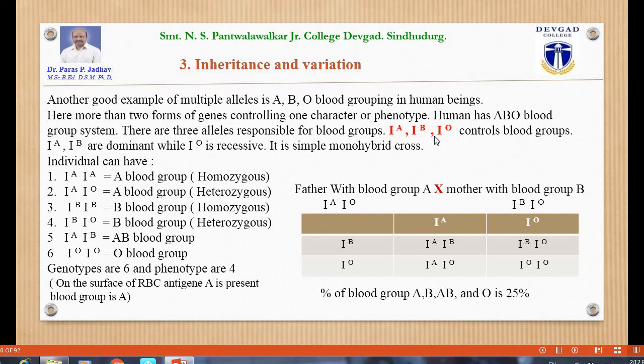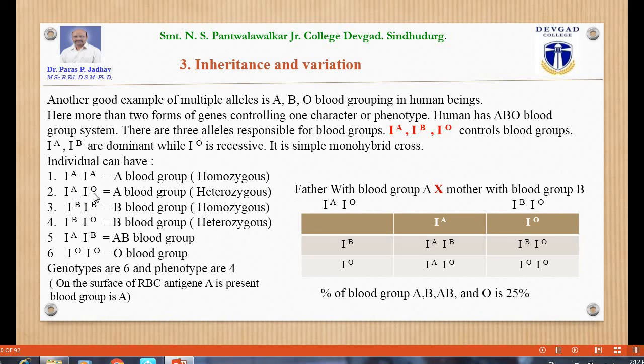Gene is a single gene. Capital I is a single gene, but alleles are three. They control blood group. IA and IB are dominant alleles, while IO is recessive. It is a simple monohybrid cross. Here, an individual can have IA, IA, A blood group, that is homozygous.